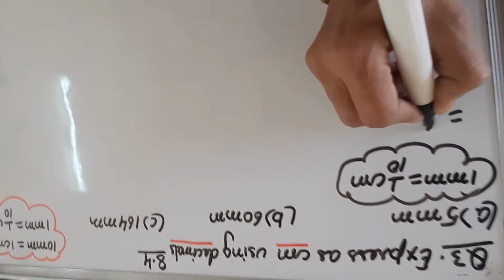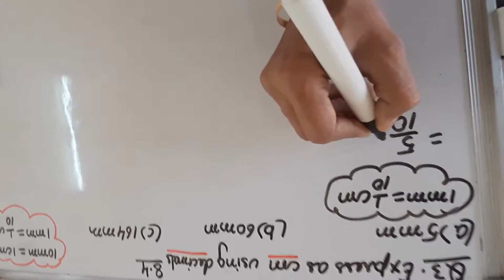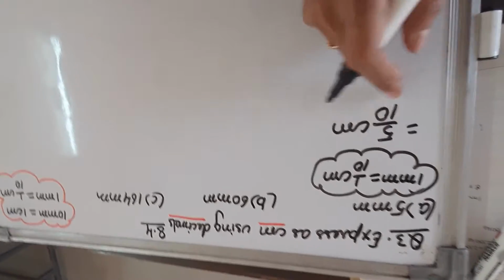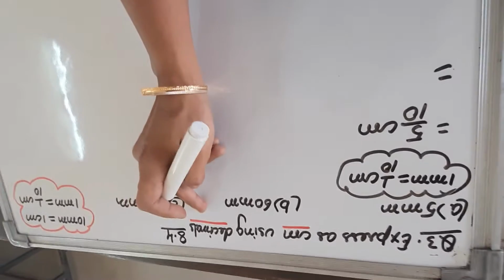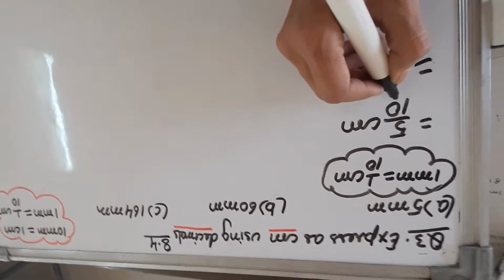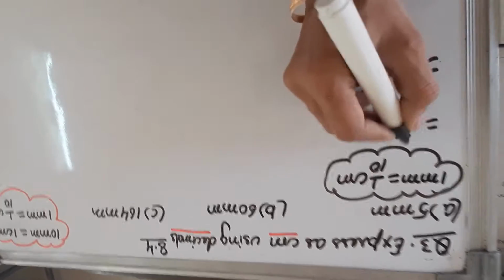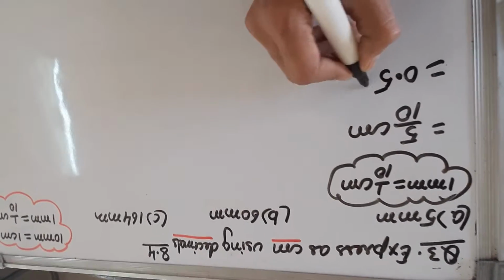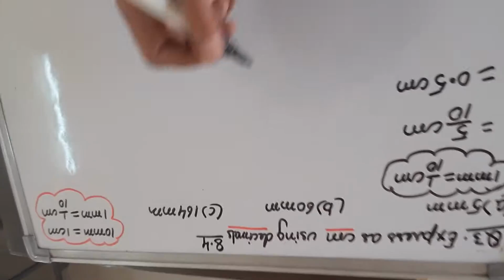So let us divide 5 by 10. So this will get converted into centimeter. Now we have to convert it into decimals as per the question. As 10 carries only 1 zero, we will leave only one digit, that is only 5.0 centimeter. So this will be the answer.